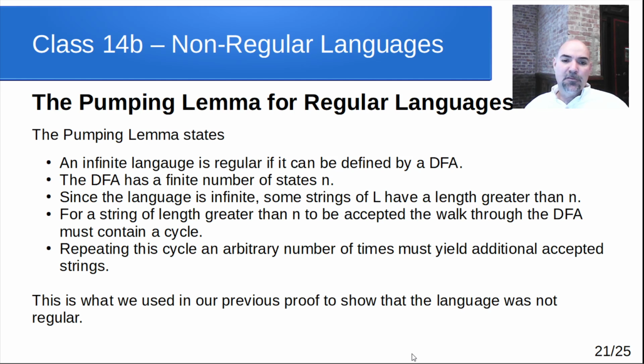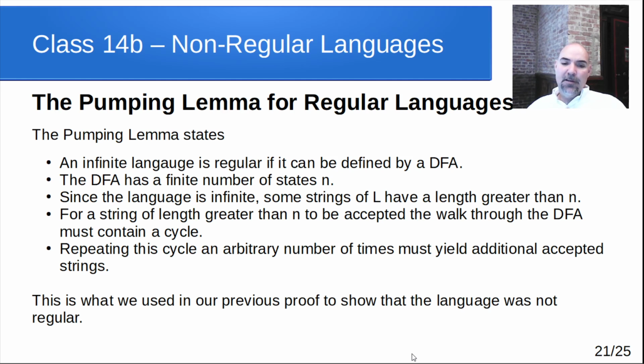An infinite language is regular if it can be defined by a DFA. So we already knew that. That's kind of by definition. If there is a DFA, that DFA has to have a finite number of states, n. It has to be a finite number of states or it's not a DFA. So both of those are by definition of what it means to be a DFA. Now, since the language is infinite, some strings of that language L have a length greater than n. So if the language is infinite, there will be strings that have more symbols than the number of states we have.